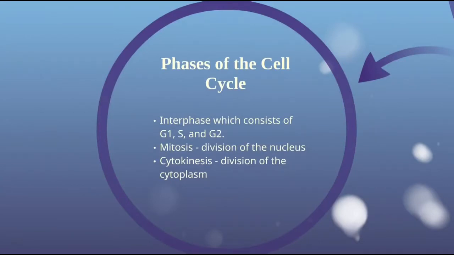Next up, we have the phases of the cell cycle. The interphase consists of G1, S, and G2. G1 consists of intense growth and biochemical activity. S consists of synthesis or replication of DNA. And G2 consists of the cell continuing to grow and prepare for division. Most of a cell's life is spent in the interphase. The nucleus is visible. Next, we have mitosis, which is the division of the nucleus, and cytokinesis, which is the division of the cytoplasm.